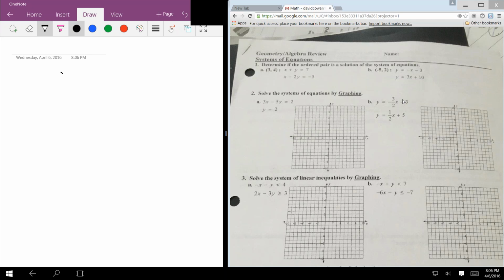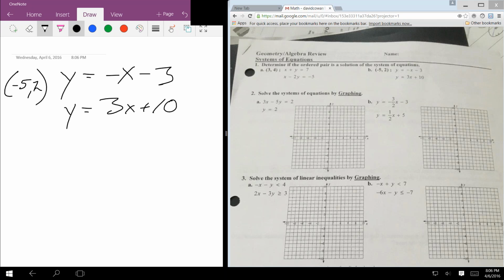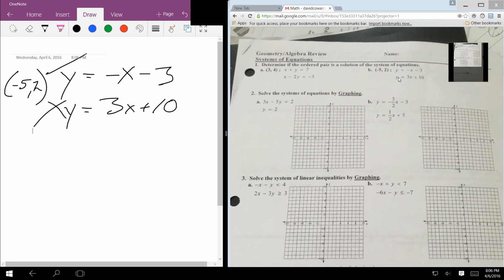And let's look at the second one. y equals negative x minus 3 is one equation. y equals 3x plus 10 is another. Is this a solution? For all of these, you're just going to plug it in. With the -5 and the negative x, both cancel out, so it'd be 5 minus 3. So 2 is equal to 5 minus 3, which is 2, so the top one works. And then 2 is equal to negative 15 plus 10, that one doesn't work, so that's not a solution. So B is no.